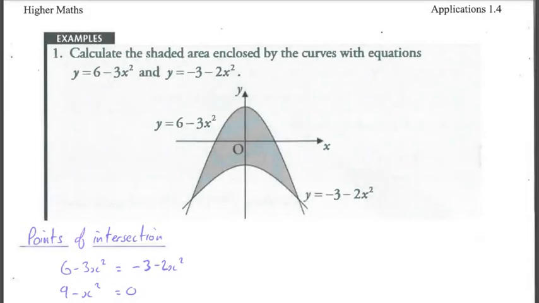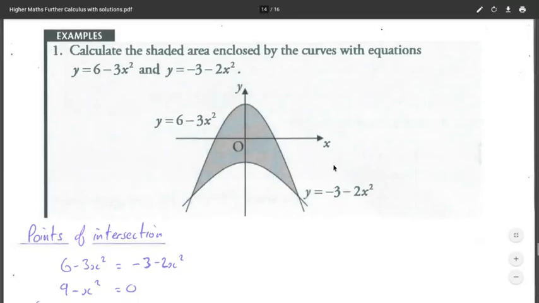Calculate the shaded area enclosed by the curves with the equations y equals 6 minus 3x squared and y equals negative 3 minus 2x squared. So we want to integrate from here to here, and we want to do the upper curve or the top curve minus the lower curve or the bottom curve.